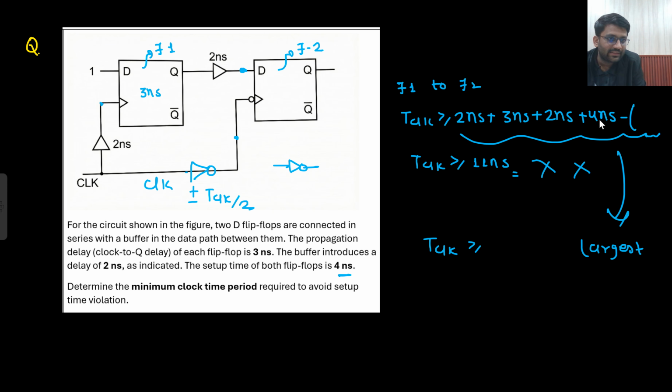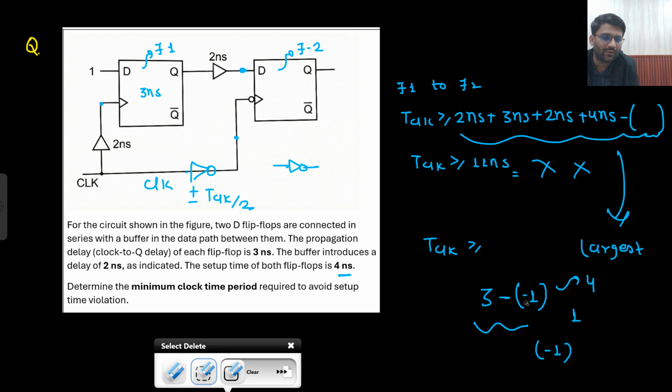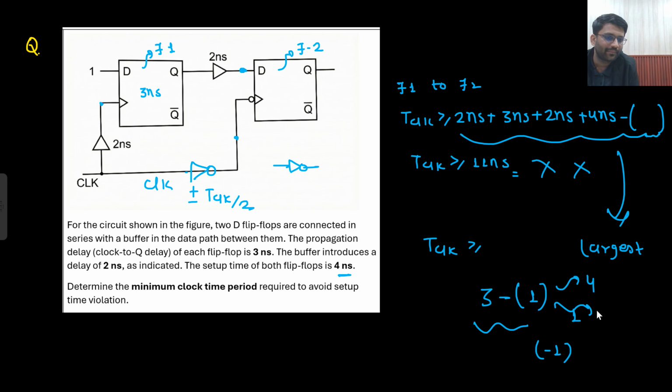If you want this value to be largest, then whatever is being subtracted has to be minimum or maximum? 3 minus something. I want this value to be largest. So will I subtract minus 1 from it or will I subtract plus 1 from it? Something has to be subtracted. I will subtract minus 1 because now the value will become 4. If I had subtracted 1 only, then the value would have become 2. That means if you want it to be largest, you will be subtracting the minimum value.